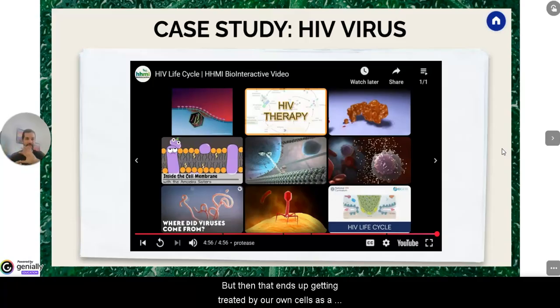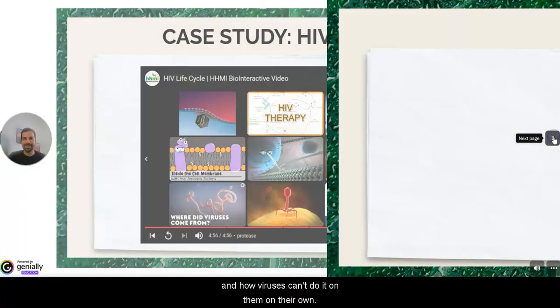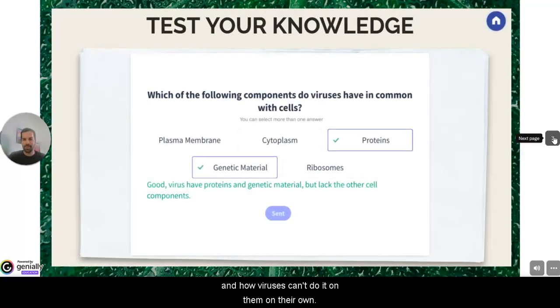But then that ends up getting treated by our own cells as a piece of our own DNA to produce something that isn't for our own cells' function. And so, a little bit of an introduction into that process of transcription and translation in the ribosomes, and how viruses can't do it on their own.